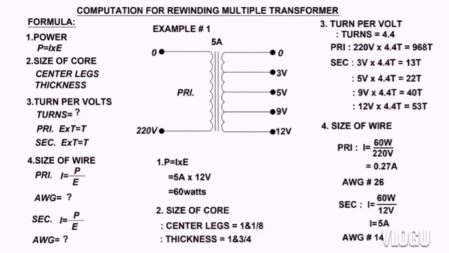In this video, I'm going to show you how to calculate rewinding a multiple transformer. By the way, we have the formulas to be used. Number one, we need to get the formula of power. Based on our Ohm's law equation, power is equal to ampere multiplied by the voltage.